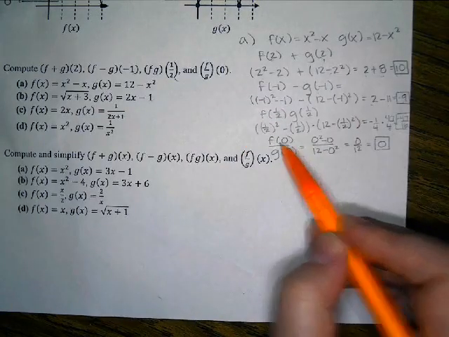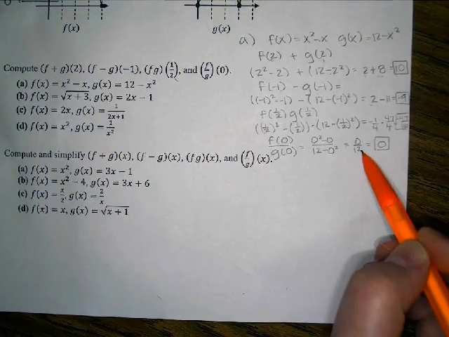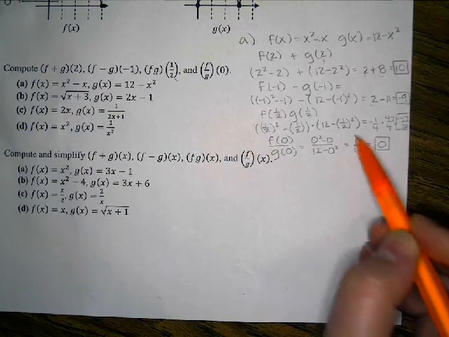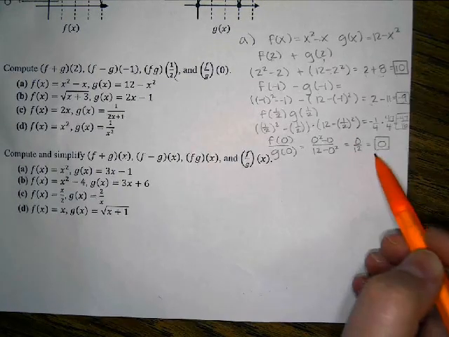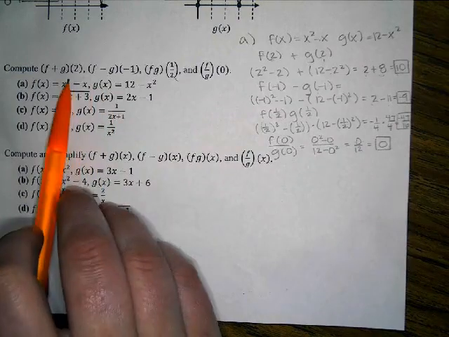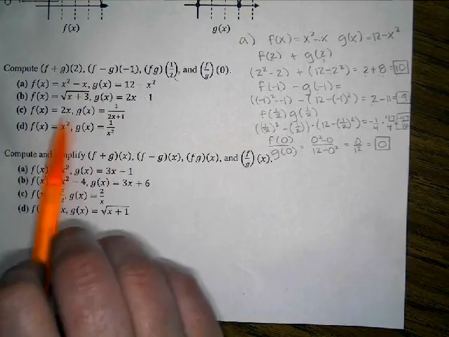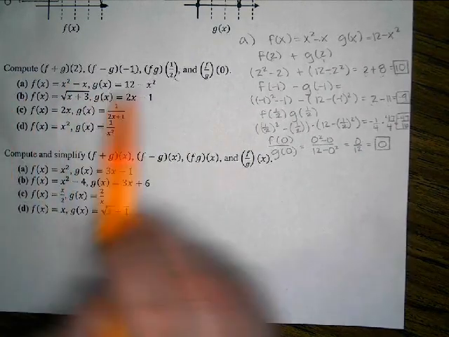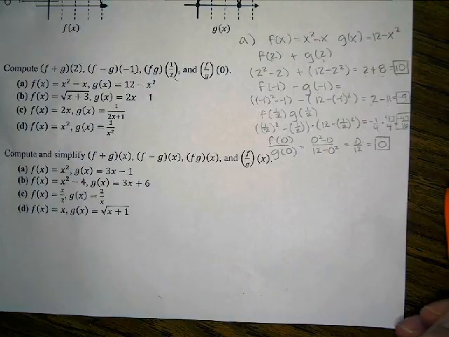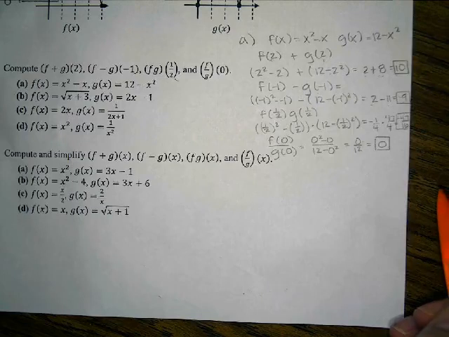And then if you do f divided by g, plugging in 0, I did f of 0 and got 0, g of 0 and got 12, and 0 divided by 12 is 0. So for each of these, there's basically like 16 problems in here. Number 3 is 16 problems. Number 4 is also 16 problems in one.